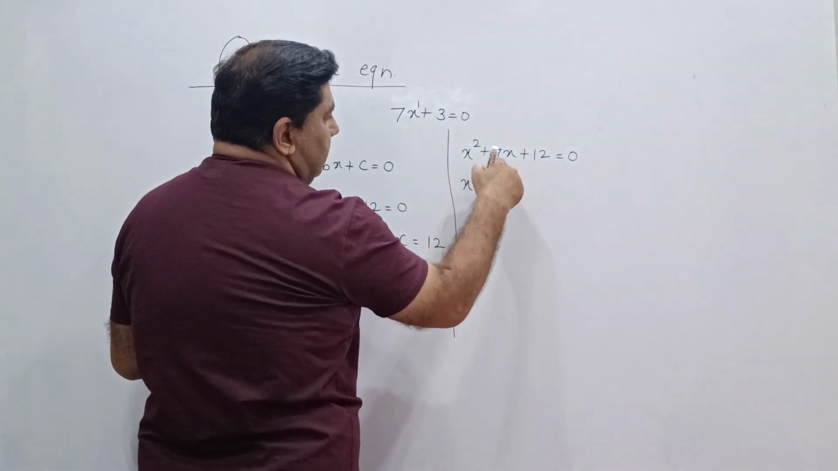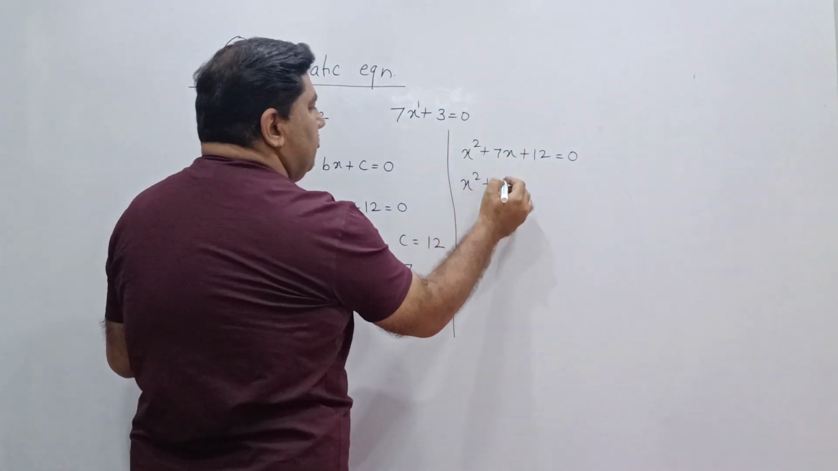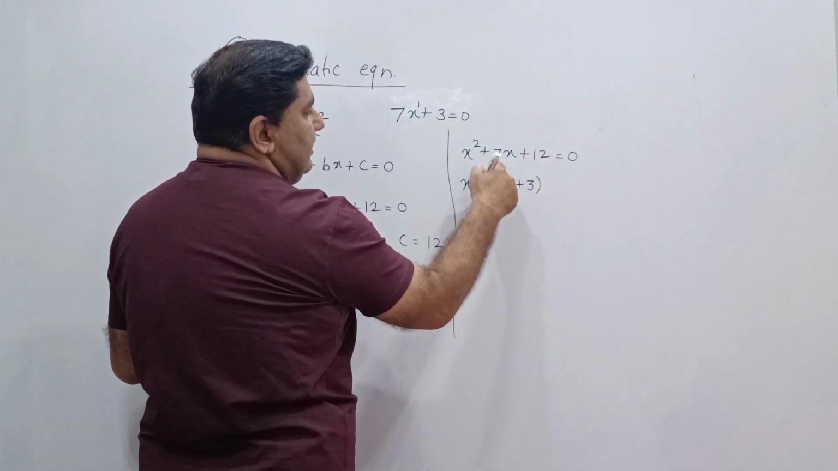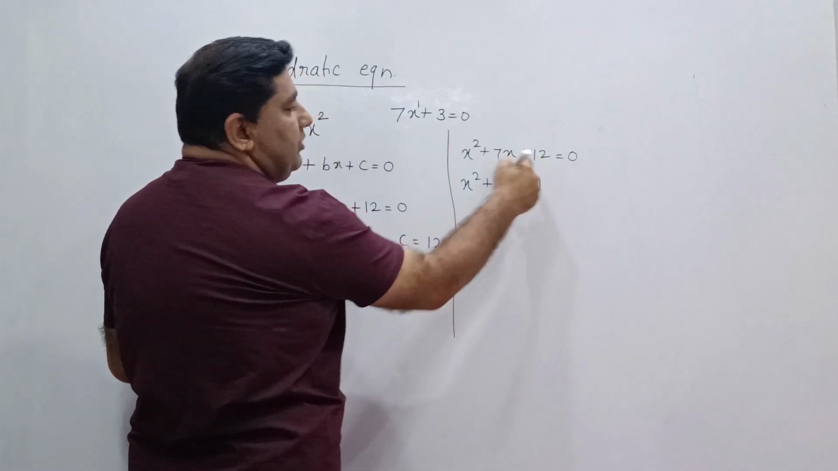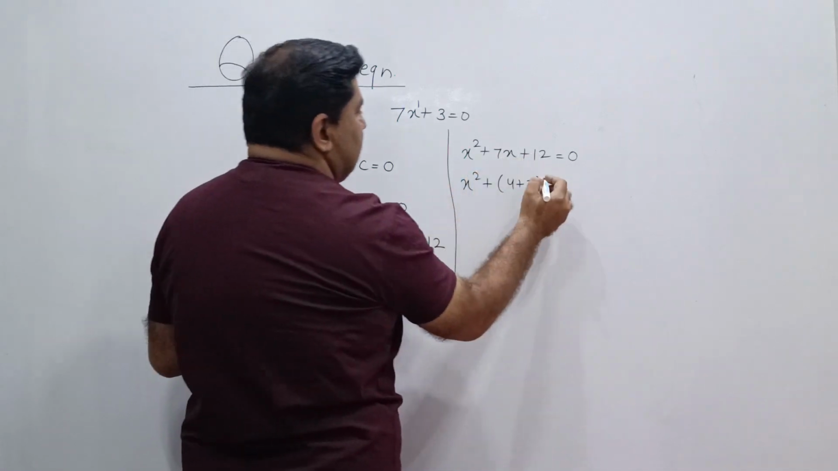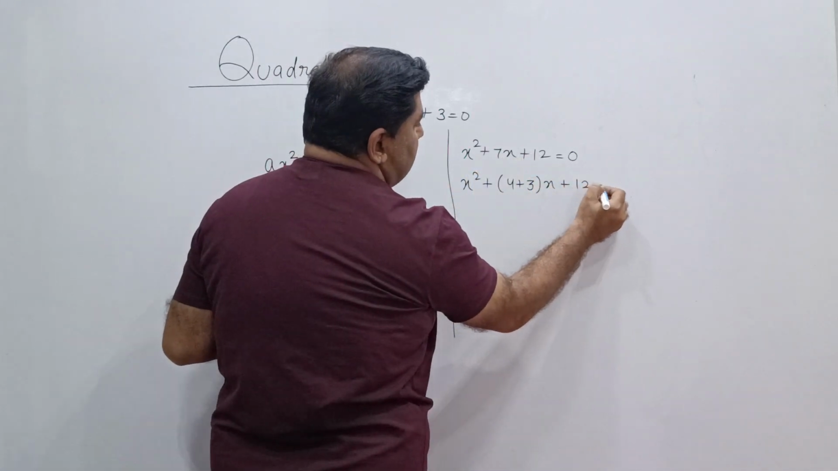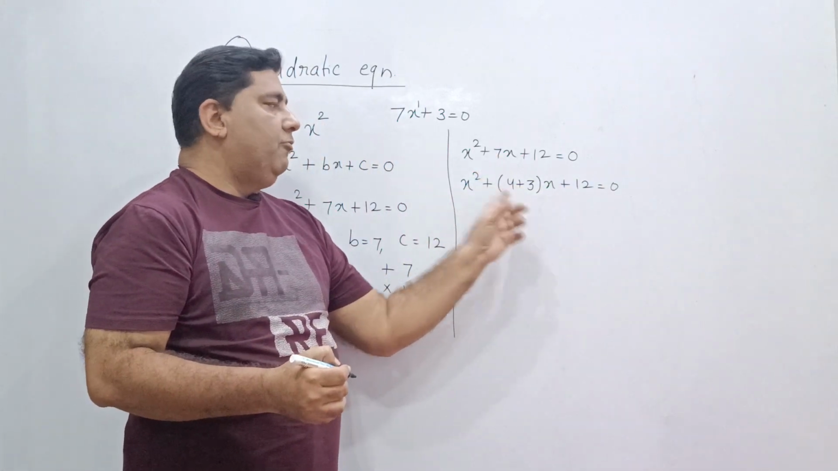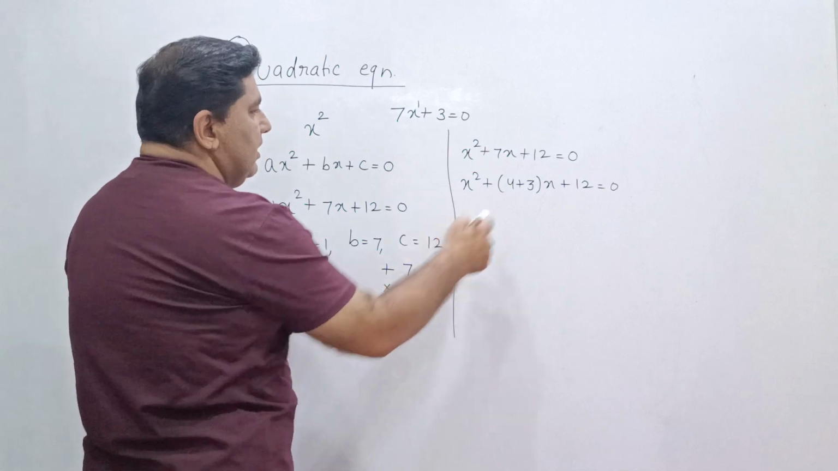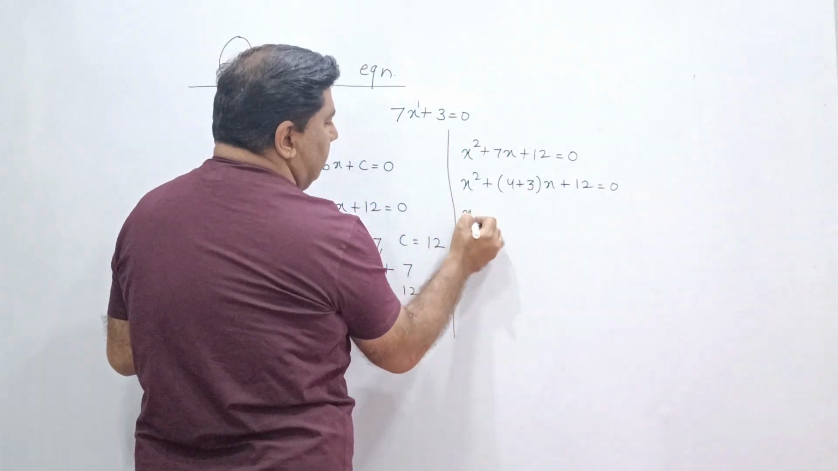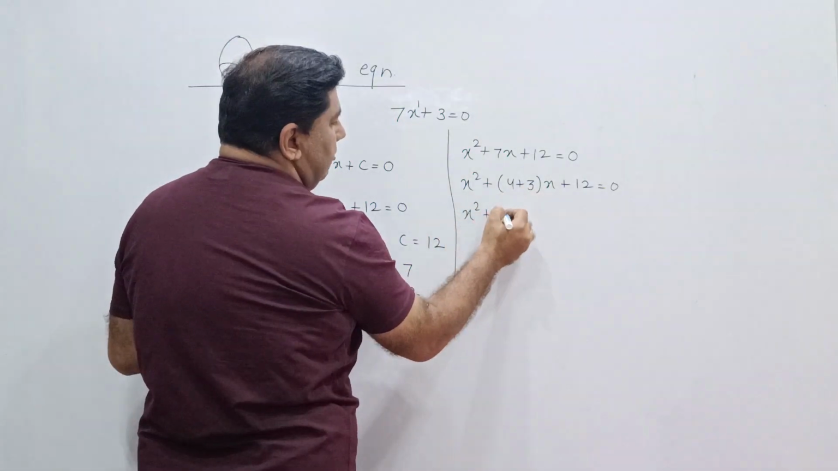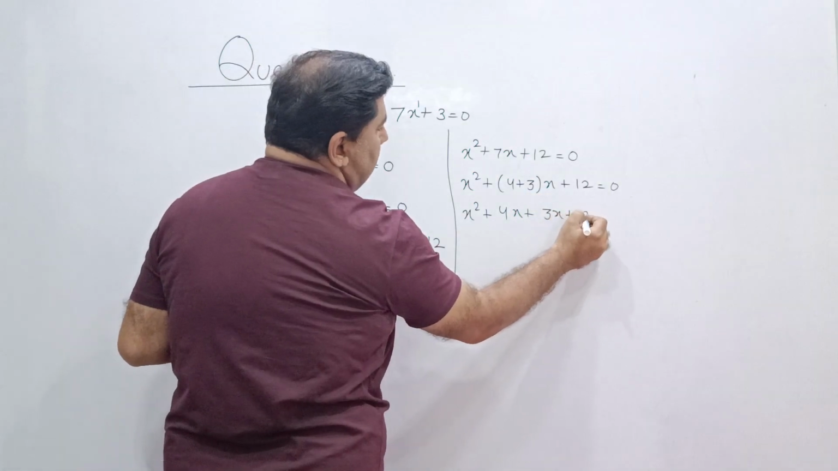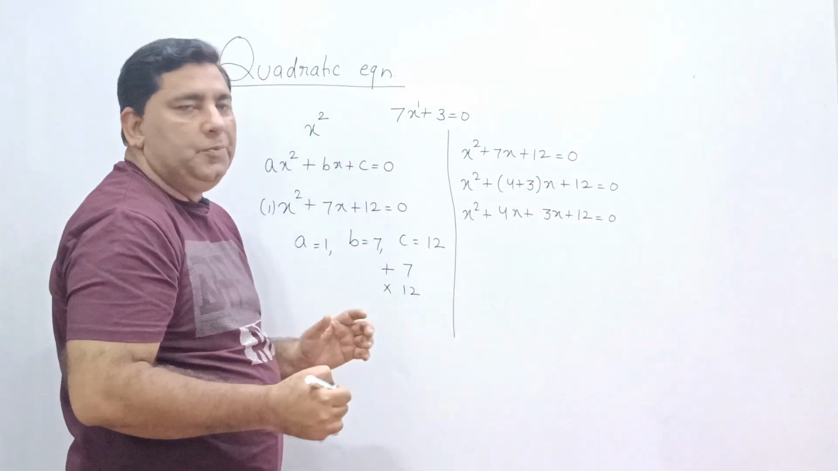Now what is the method of solving? x square same. In the place of 7 you have to write 4 plus 3, because 4 plus 3 is 7 and 4 into 3 is 12. x is same, plus 12 same, is equal to 0. So you can replace 7 by 4 plus 3. Now we multiply. It will be 4x plus 3x plus 12 equals to 0.